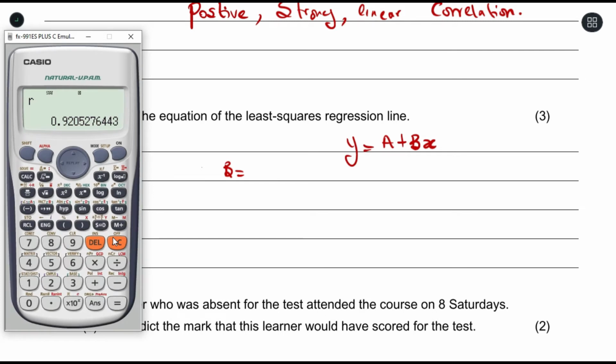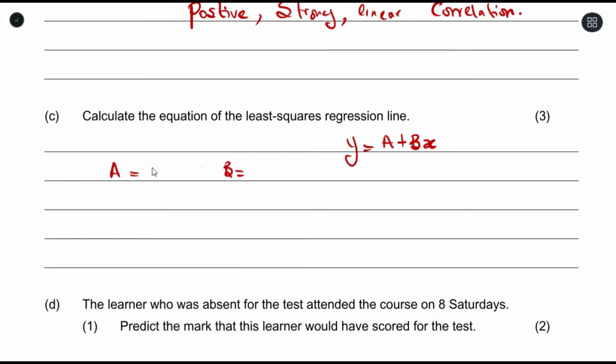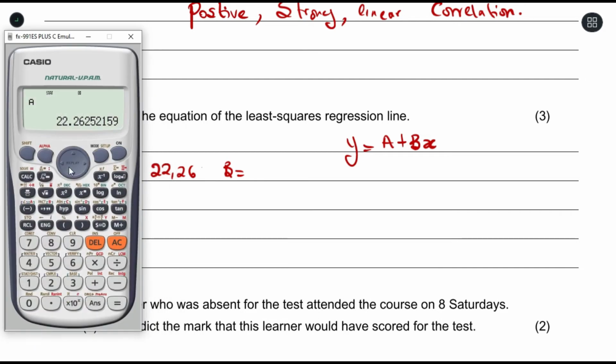Okay, so we press the AC button again, we go to Shift, we go to 1, we go to 5, and that's your A, that's your B. See, 1 is A, B is 2, so we substitute 1, there you go, 22.26. So this A is 22.26. Then for B, we do the same thing.